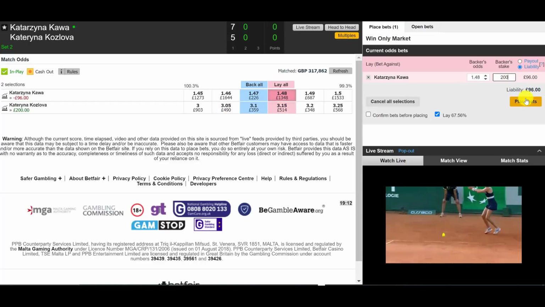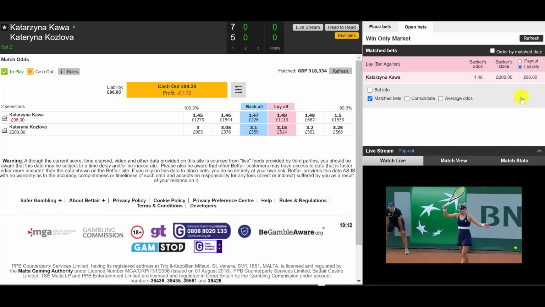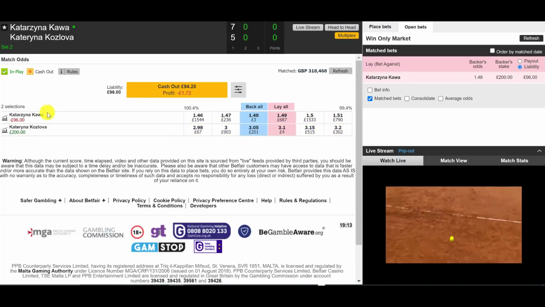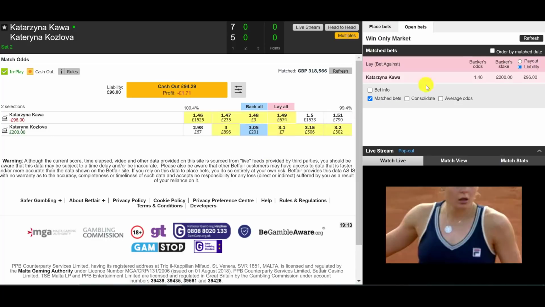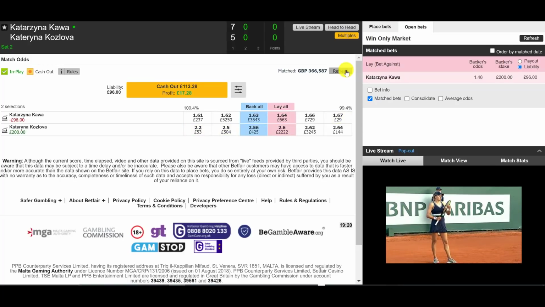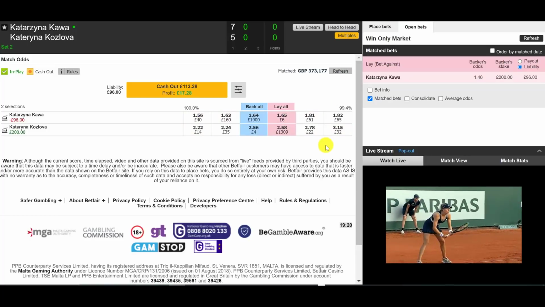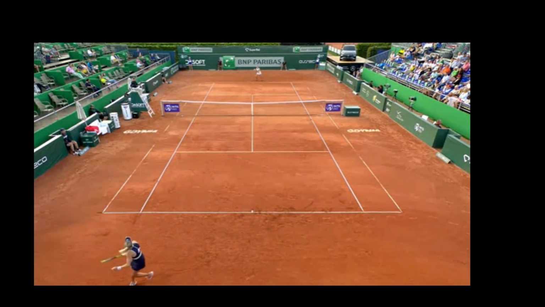That's what we're expecting, so let's get involved here, and we're going to lay at 1.48. Okay, we're going to go in there, and ideally in a perfect world we would just see Kozlova score the first break point of the second set and we could just lock in our profit. But let's see what happens. 15-40. So this is pretty much what you want at the start of the second set. It has gone 15-40, so it's 2 breakpoint opportunities for Kozlova to get back into it and for us to turn this into a profit.